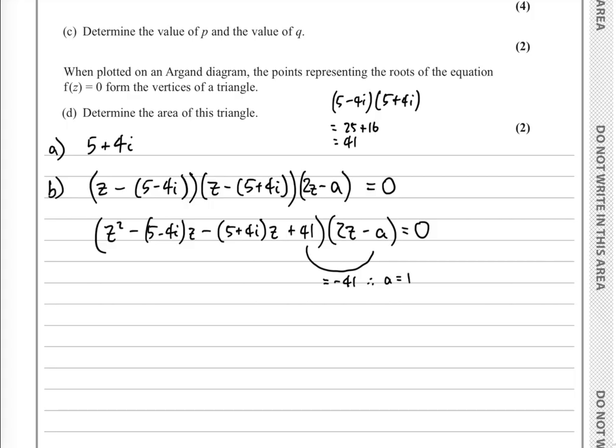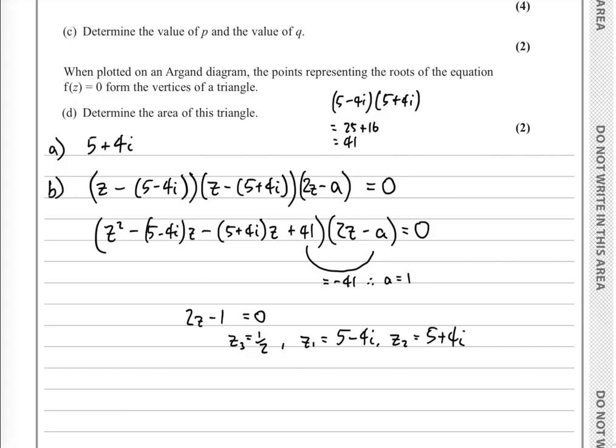Now that we know a is 1, 2z minus 1 must equal 0, that third bracket, so our third root is a half. Where z1, the one given in the question, is 5 minus 4i, and z2 from part A is 5 plus 4i. These are our three roots to solve the equation when f of z equals 0.